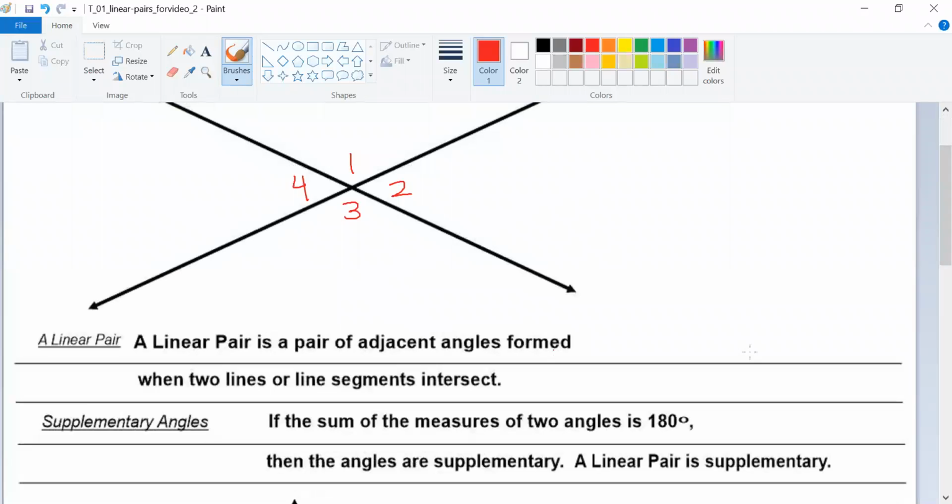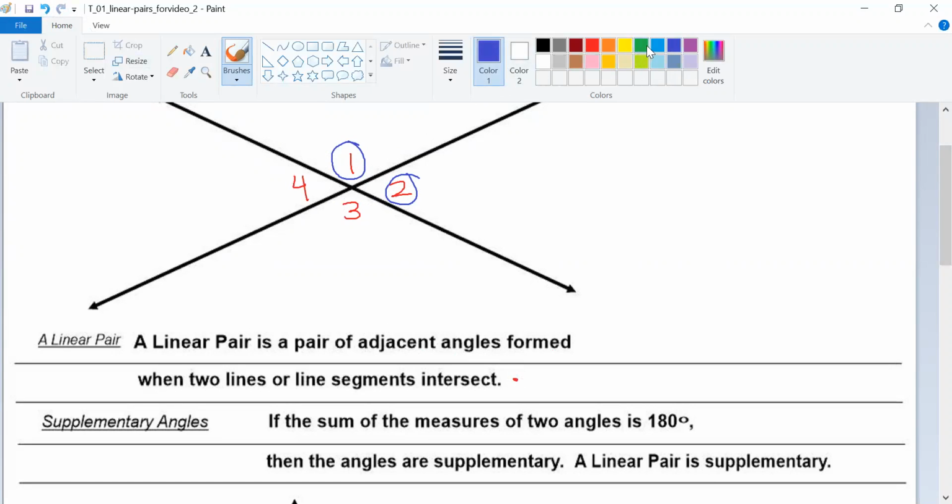So let's talk about some of the things that happen here. We form a linear pair. A linear pair is a pair of adjacent angles formed when 2 lines or line segments intersect. So the linear pairs that you might see are these 2. Let's get blue here. 1 and 2. Those are linear pairs because the 2 of those angles together make up a line.